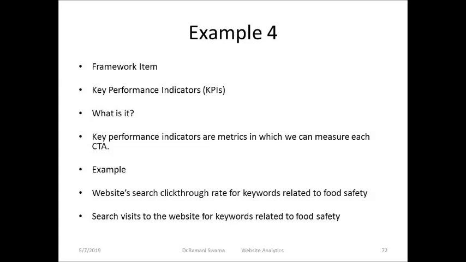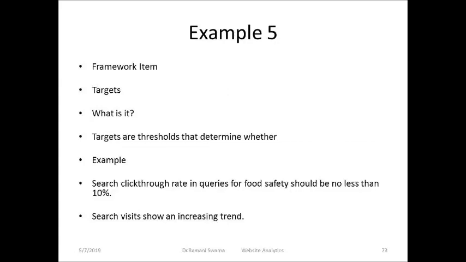Similarly, the targets are the thresholds that determine whether I should visit that particular website or not. For example, search click-through rate in queries for food safety should be no less than 10%. That's the critical threshold. If it is less than that, then it's of no use for that website, so they have to do something else. Now, does search show an increasing trend? Definitely yes. The moment I see the topmost result, that is the one getting the maximum benefit, rather than the one present on the 10th page of my search. So these are certain things we have to understand and go further with for the business analysis of a particular website.